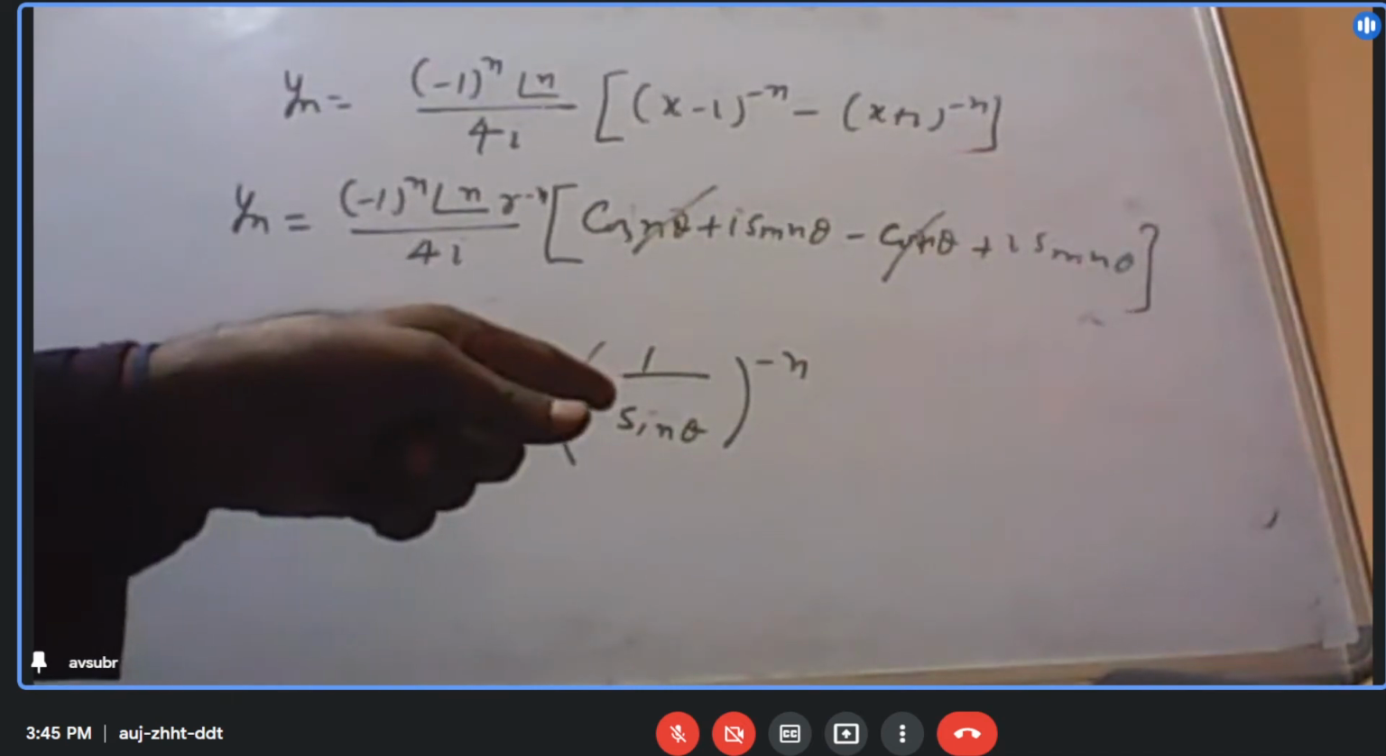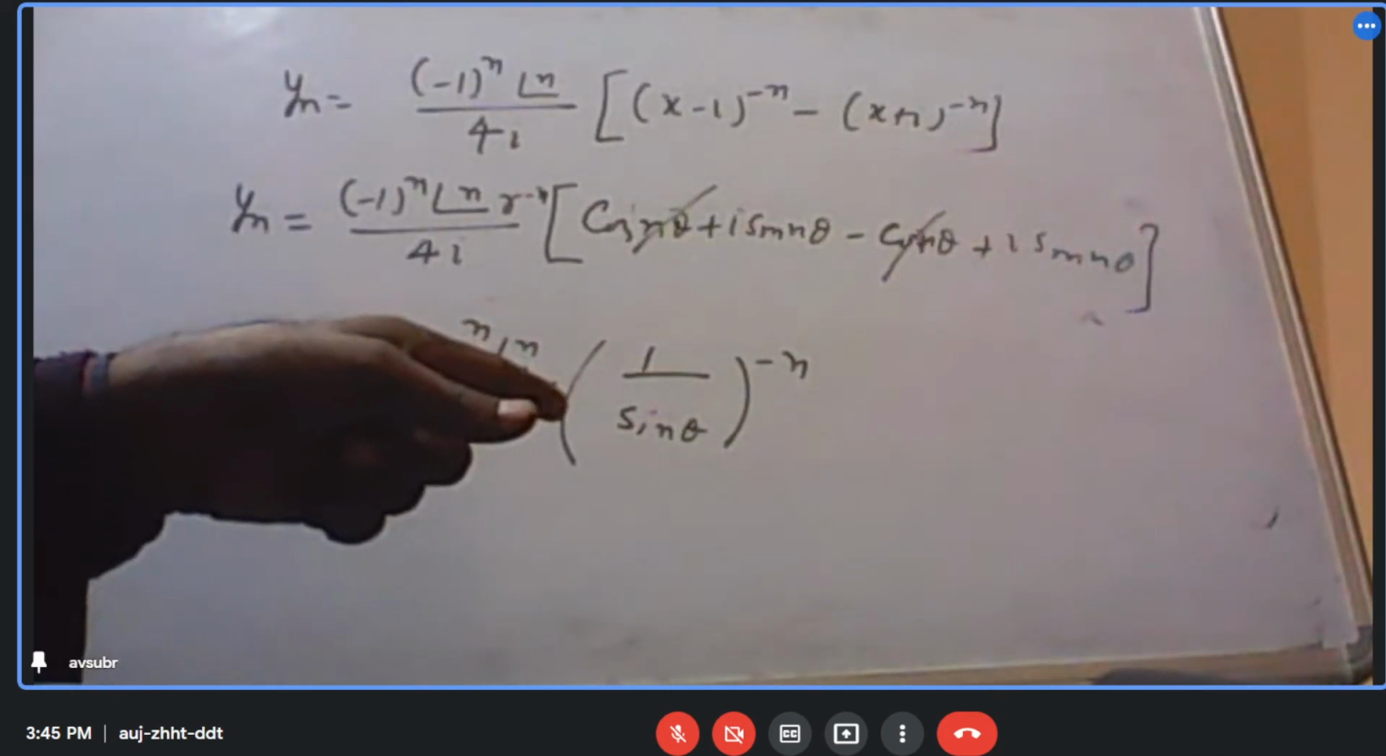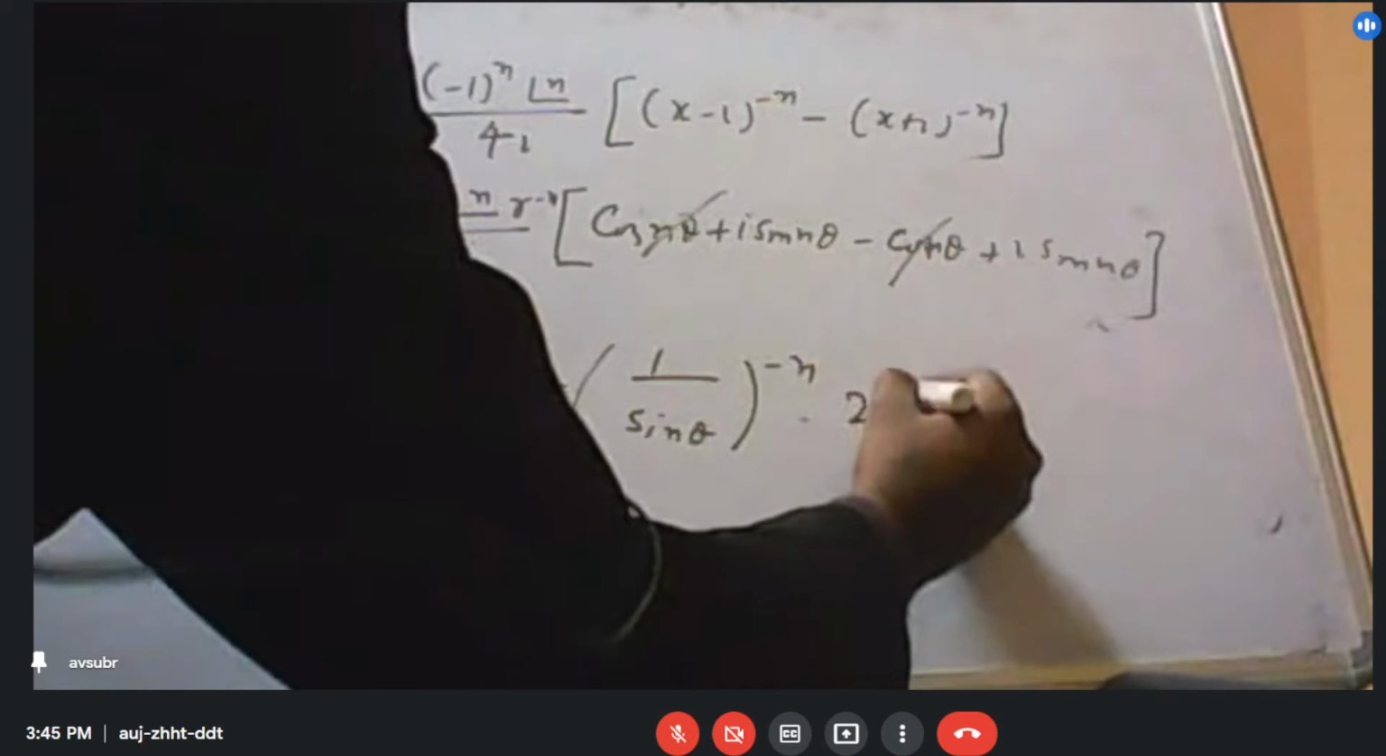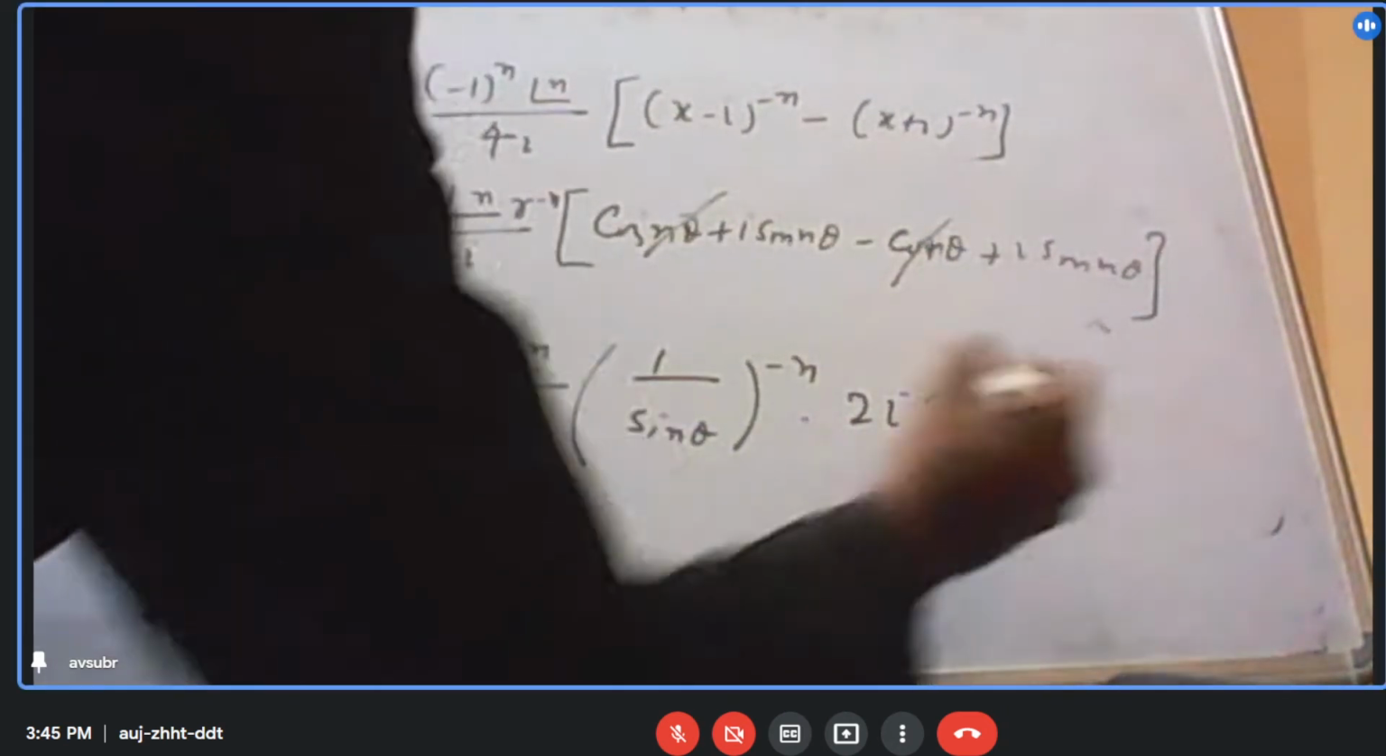to the power minus n. Can I write it down like this? Yes, sir. Okay, and this is 2i sin n theta.